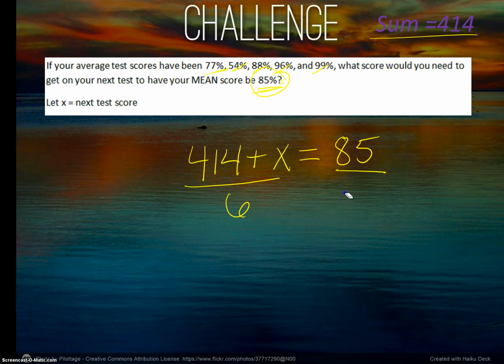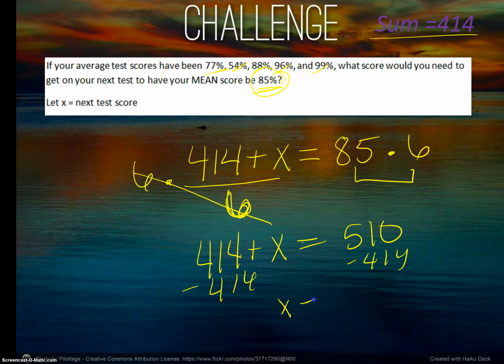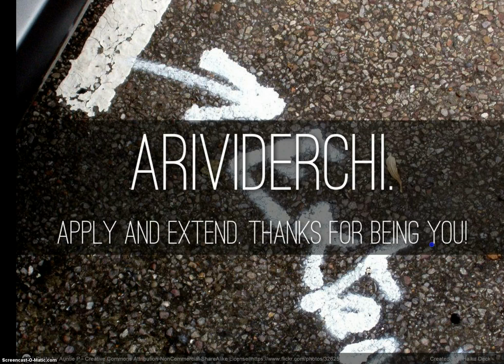Sorry about that. So you take your scores and add them up, then add your next score, divide by how many you will have. There's going to be 6 scores, and you want it to be 85. So this is a two-step equation. So I multiply both sides by 6. So I'll get 414 plus my new score, and the product of 85 and 6 is 510. So then I subtract 414 from both sides, and I'll get my score of 96. So I need to get 96%.